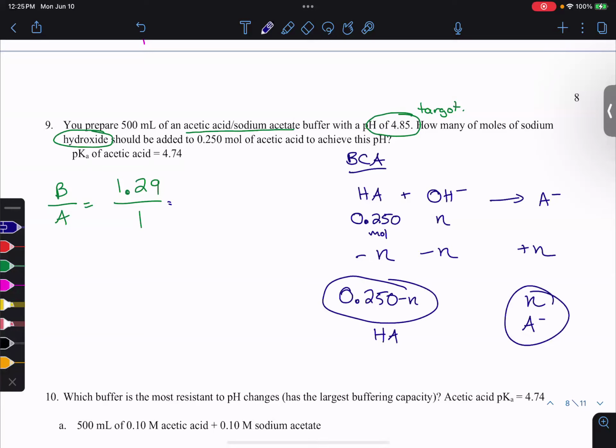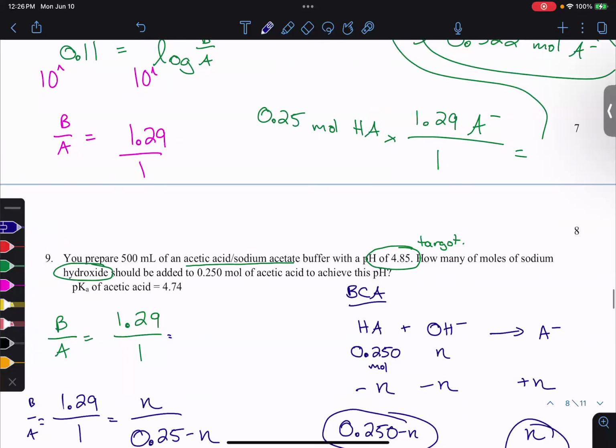All right. We already got the base to acid ratio is 1.3 over 1. So what I'm going to say is 1.29 over 1. That's my base to acid equals base is N. Acid is 0.25 minus N. So notice that the process is different because we started with a BCA table. So base is N over 0.25 minus N. And that N amount is the mole amount of strong base, sodium hydroxide, you need to add.